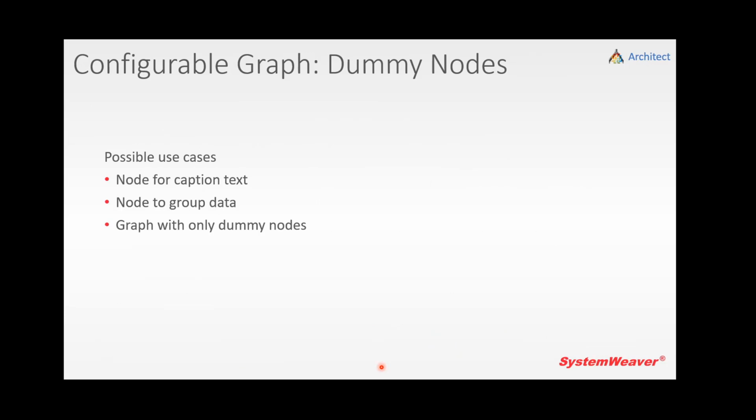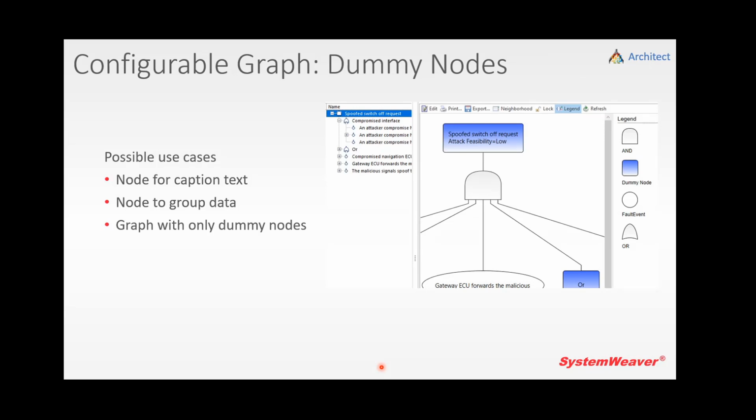Some possible use cases for dummy nodes would be if you have a text that is so large that it won't fit nicely in your real data node. So you create a dummy one just to catch it. In this example, I've got the item name, but I also have an attribute displaying. So this would have never fit nicely in its regular node. So that might be one use case.